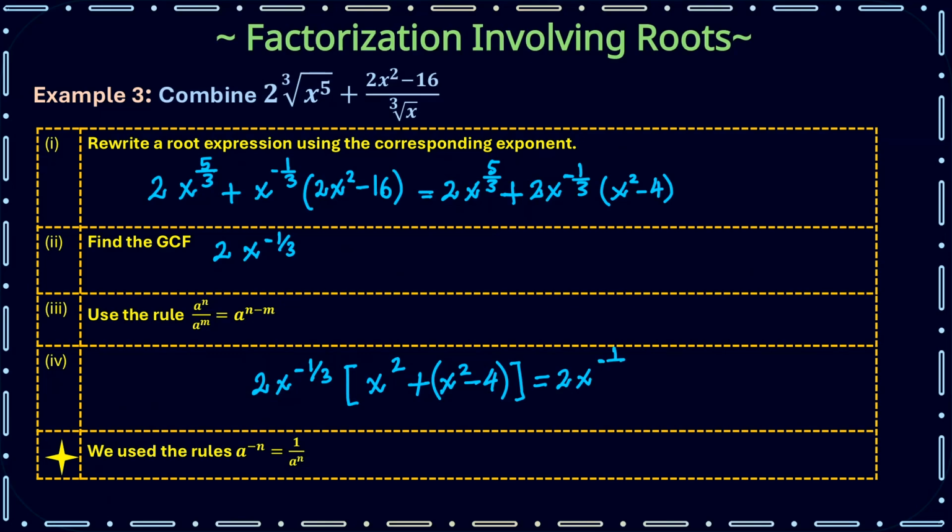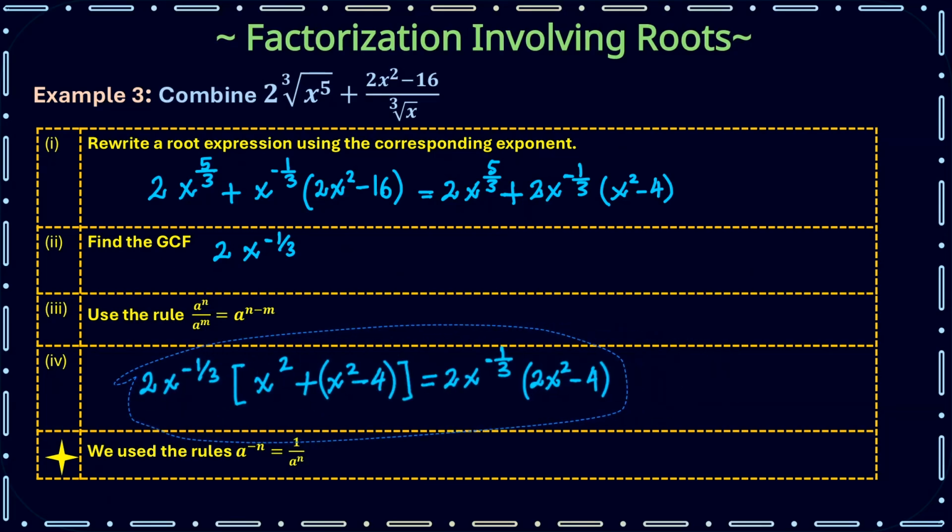2x to the negative 1/3 out. Inside the bracket, you could turn the bracket into parentheses, it doesn't matter. We have x squared plus x squared, that is 2x squared. And then we have minus 4. All right, so we are not done until the expression is completely factored out. Look at what we have inside the parentheses. We have 2x squared and 4. These coefficients have a GCF of 2 in common. I'm going to take that out.